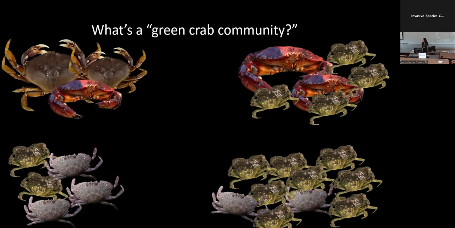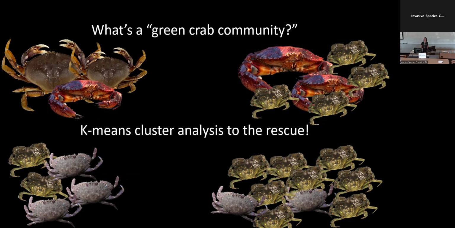Unfortunately, that's not really how it works out in nature. You see more mixed communities where you might have some native species and some invasive species. You also see communities that have very different levels of abundance. And so I'm finding it really challenging to set a single criteria to tell me, is it a green crab community or not?